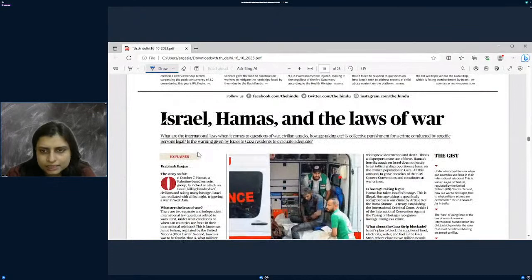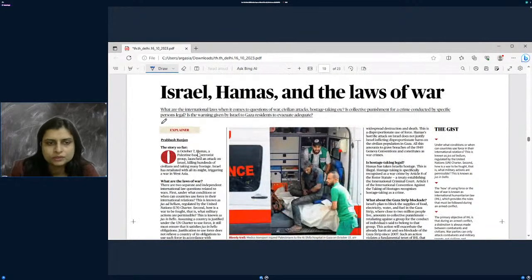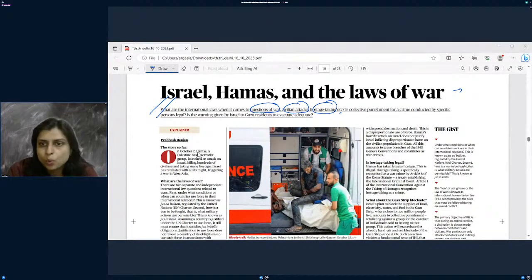Okay, Israel, Hamas, and the laws of war. So, what are the international laws when it comes to the question of war? Civilian attacks, hostage taking, etc. That means there are three things that they are targeting. One is that if the war is happening at an international level, what are the protocols that need to be referred to? Other than that, there are mass casualties happening, and these are on whom? Civilians. And hostage taking is on whom? Again, the civilians. So, what are the laws of war? Let's move on to this.